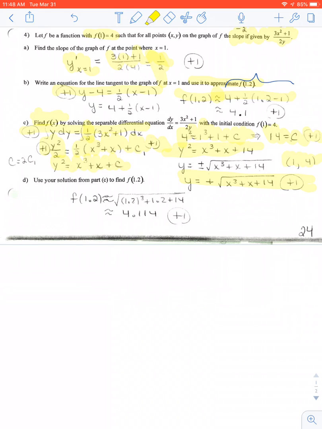And then part D, 1 point: use your solution from part C and evaluate. Your question might be, what if you got the wrong solution? I believe you should give yourself a point then for part D. Use your wrong solution and plug it in. Now the problem is if you left plus or minus, you're going to get 2 answers.